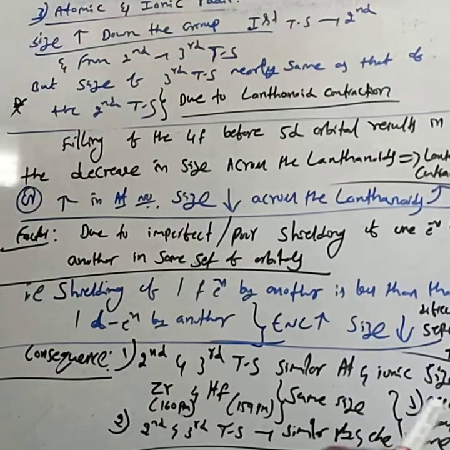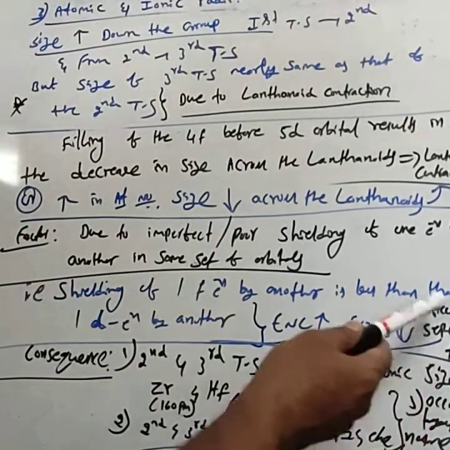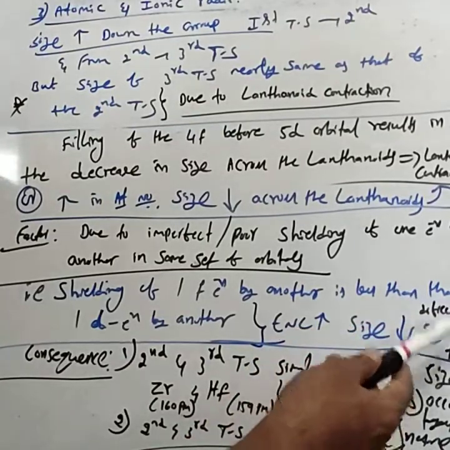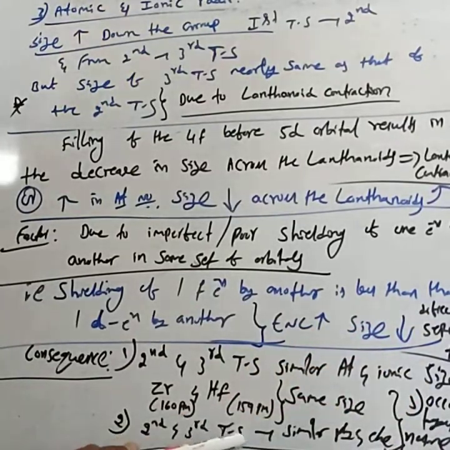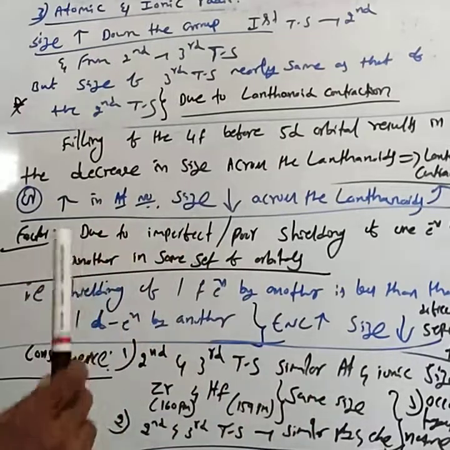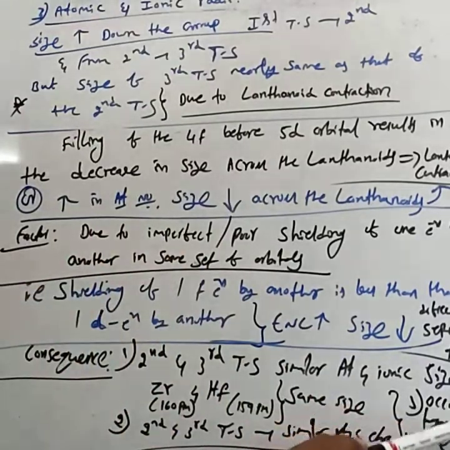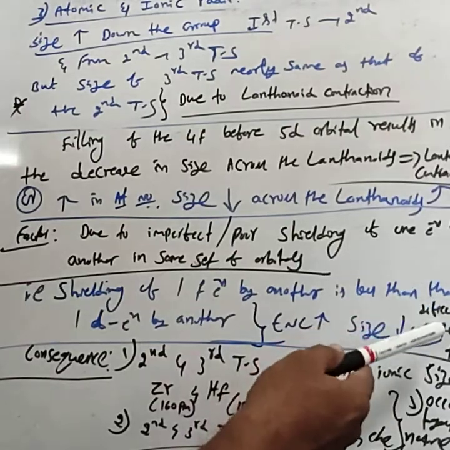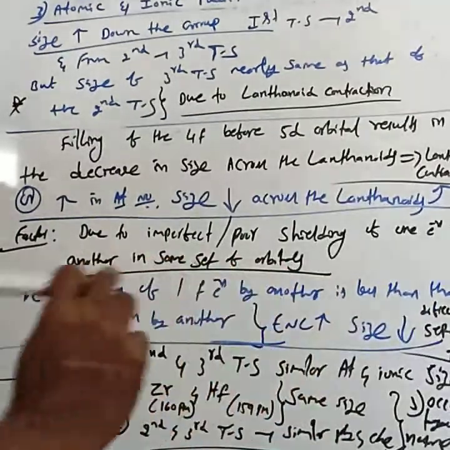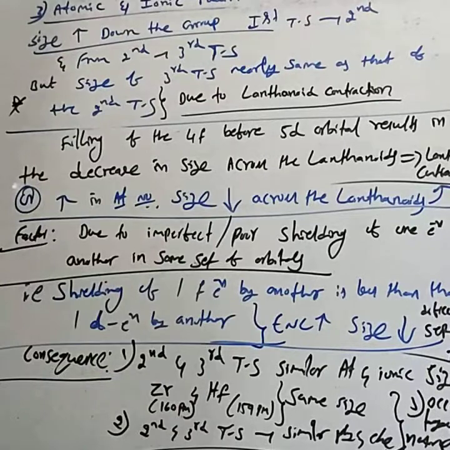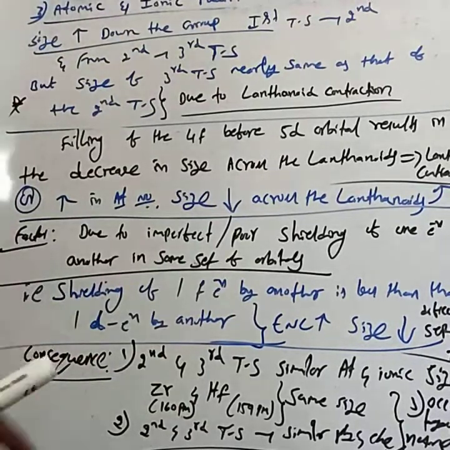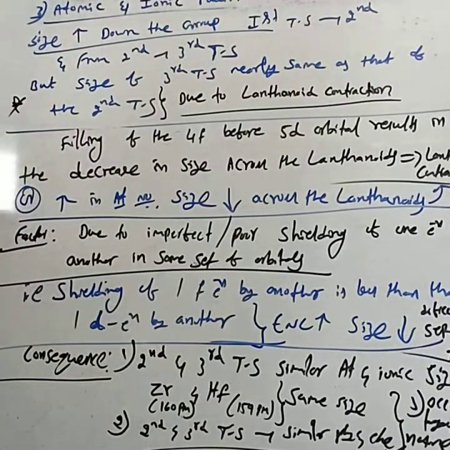They occur together in nature because the second and third transition series have similar physical and chemical properties, so separating them becomes very difficult. These are the three consequences. So practice the lanthanide contraction, the factor responsible for it, and the consequences. This is very important for the 2 marks.